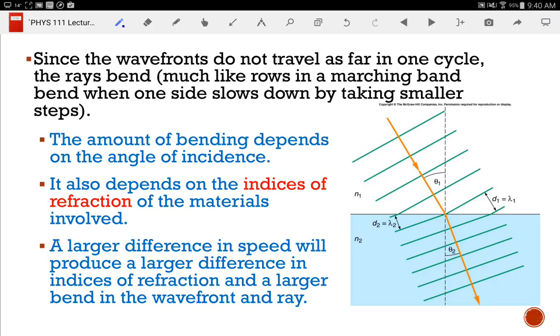So since you slow down a lot, what do you suppose happens? A lot of us have ridden bicycles and done things like this. You're riding on the sidewalk and then you turn off into sand. What happens to your direction when you get into that sand? You veer off away from the sidewalk, right? And that's a natural response of going into something with a different speed.